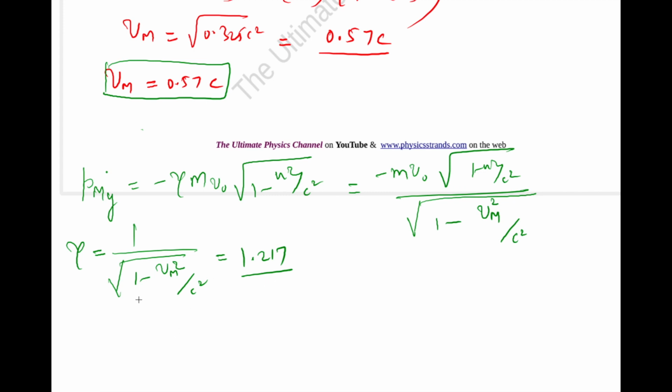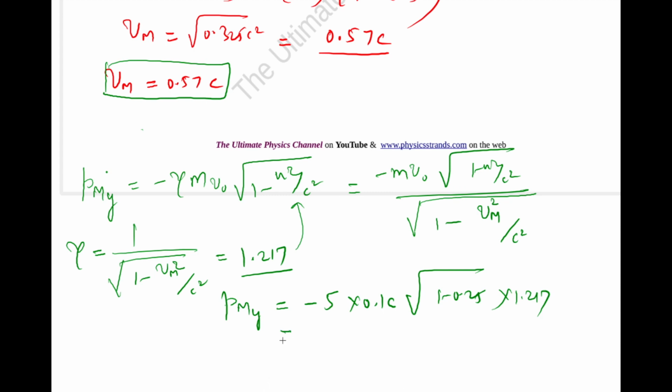So if I put that number in this expression for gamma, and the remaining numbers are the same, I get P of Mary in y as minus 5 into 0.1 c times the square root of 1 minus 0.25, into gamma 1.217. If I multiply it separately, I get this number to be 1.581 into 10 power 8 kg meters per second. This is the momentum of Mary's sphere as measured by Frank.